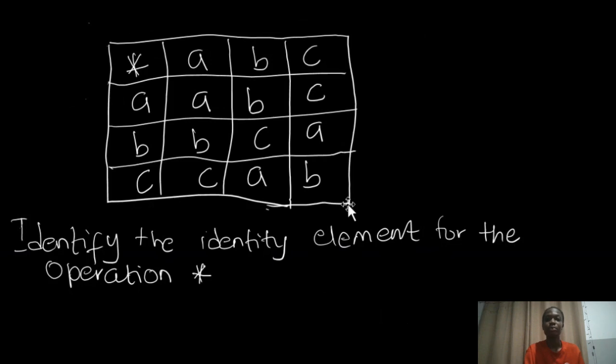So let's see another example here. Identify the identity element for the operation star. From this table, we are going to look for one element that, when we take that element and any other element and perform an operation on it, we get the other element itself. I'm sure I'm confusing you, so let's go to the table. Now let's see here. A star A is giving us A. A star B is giving us B. A star C is giving us C.